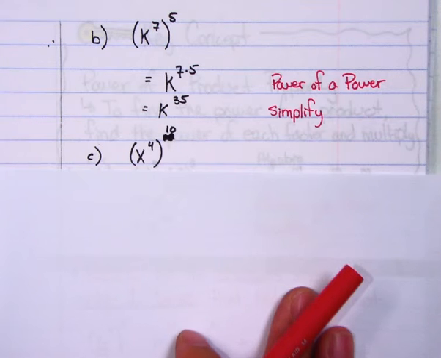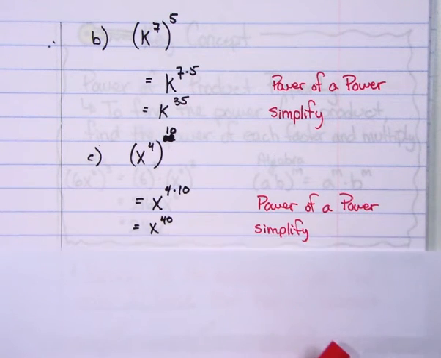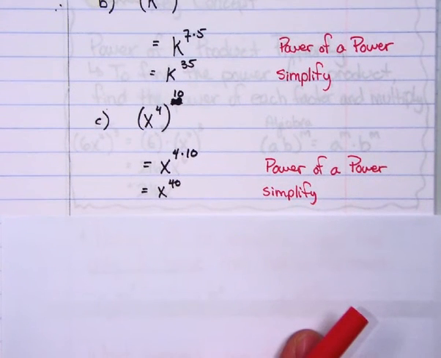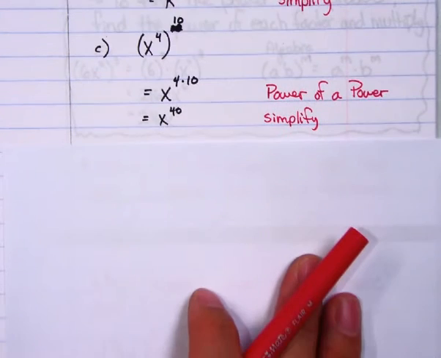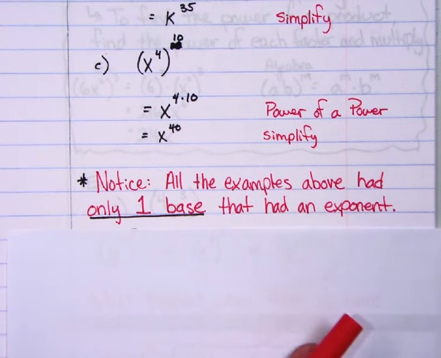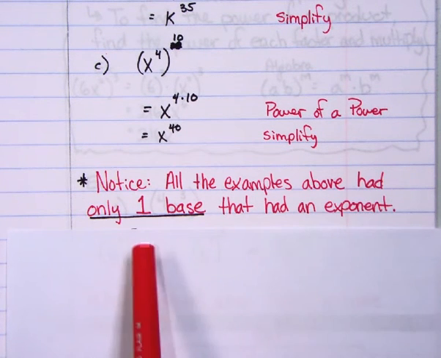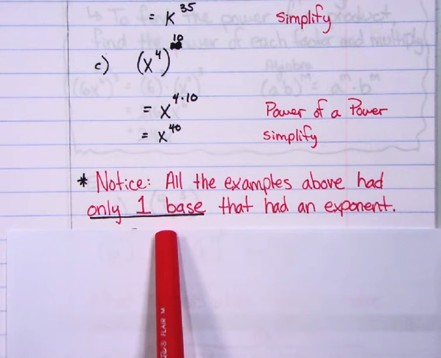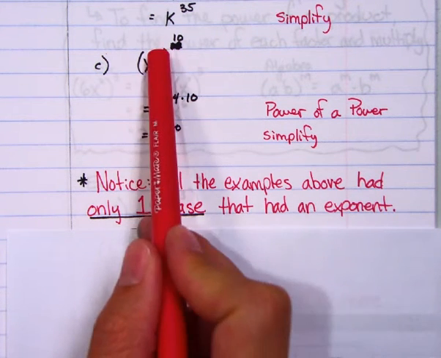Well, let's see if you get it. Should have x to the 40th. We're multiplying those two numbers together. All right. Notice all the exponents above had only one base that had an exponent. Right? We only had one thing that was power to a power.